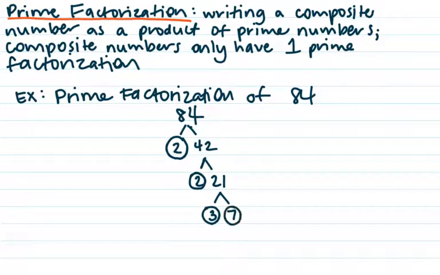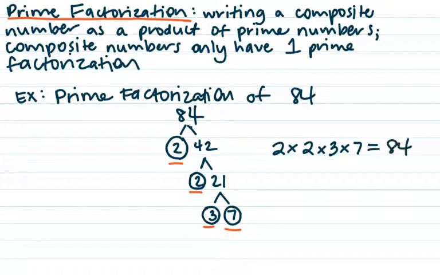And now I've reached 2 more prime numbers. When I've circled all the numbers, there's no more composite numbers to break down. This is going to be your prime factorization. So 2 times 2 times 3 times 7 equals 84. This right here is the prime factorization of 84. You've now written 84 as a product of prime numbers only.